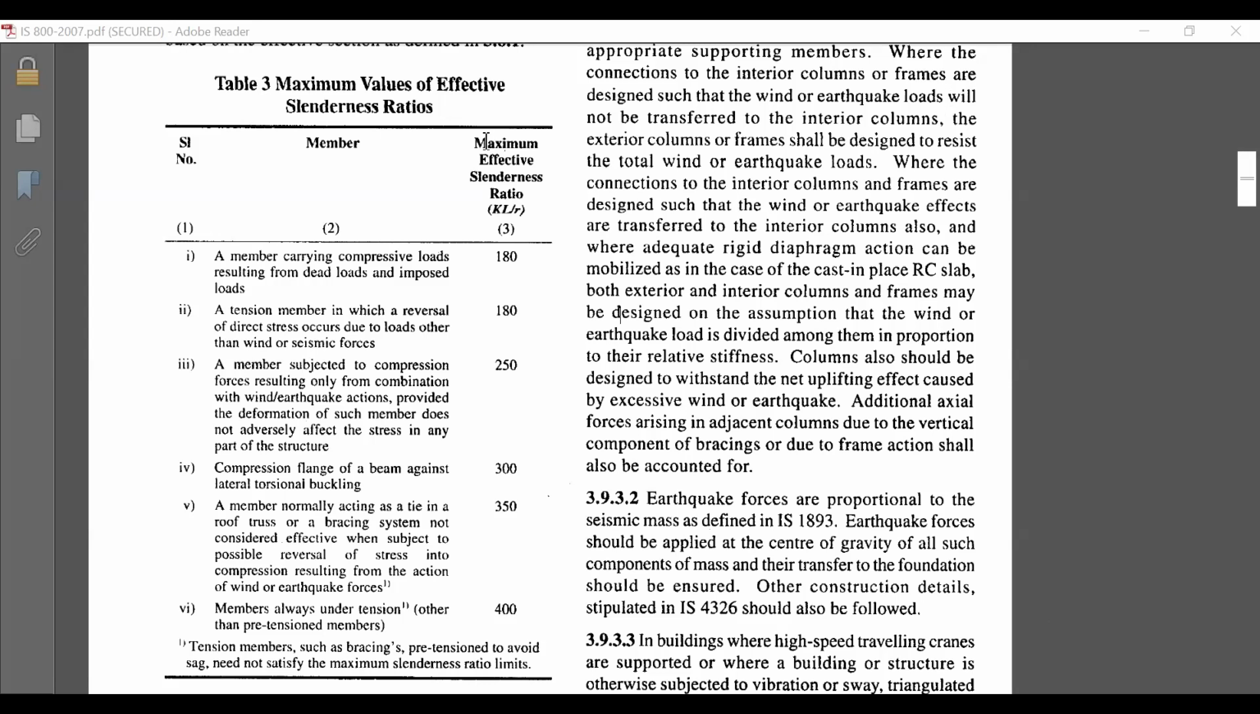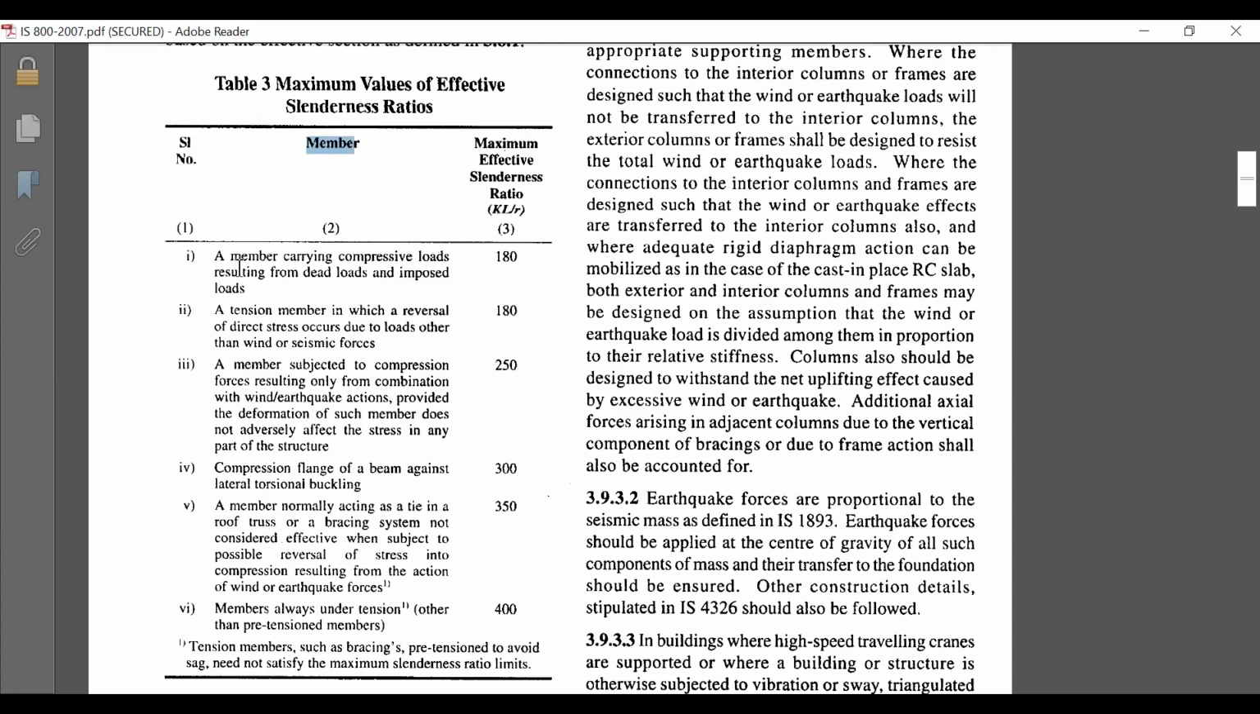Here you have the different maximum effective slenderness ratio values, that is, KL by R values. You can see the KL by R condition. You have 6 different conditions, and for each condition you are given one slenderness ratio value, which is the maximum value. That means the slenderness ratio which you have calculated must not be greater than these values.